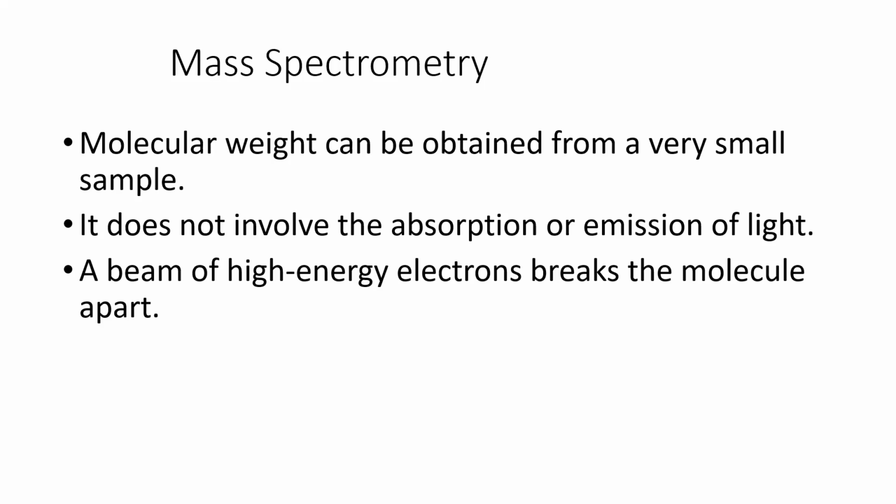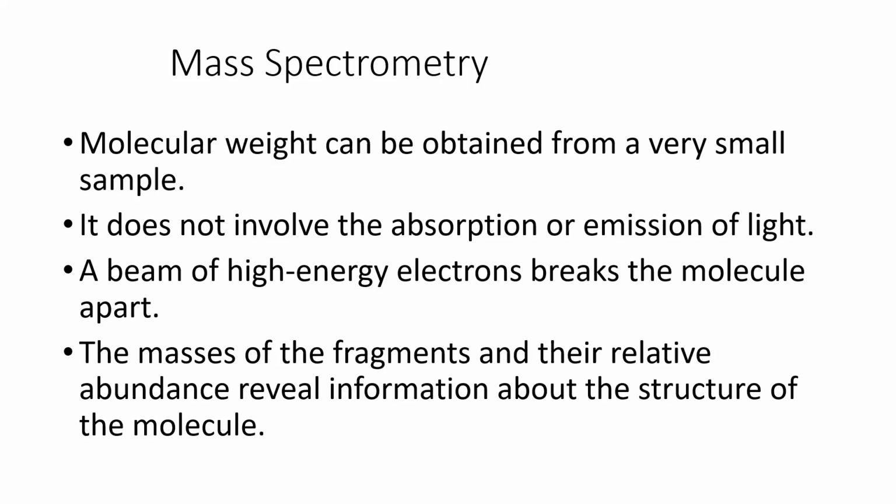So instead of using light, in mass spectrometry we make use of a beam of high energy electrons. And when the molecules are broken apart and the bonds are cleaved when energy is applied, the masses of these fragments and their relative abundance will give us information about the structure of the molecule. It's like you have a puzzle and you break it into different pieces. You can bring the pieces together, and that will give you an idea of what the whole picture is all about.